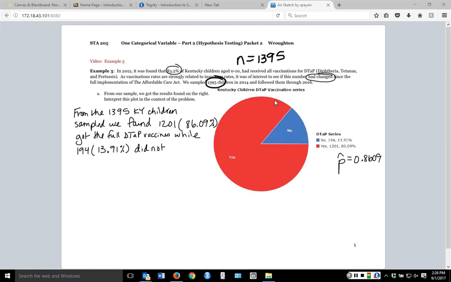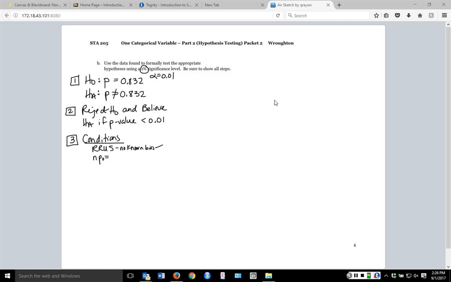Then we need to check our n times p0. So n given to us in the problem is 1,395. P0, again that 0 is to remind that that number shows up in that null hypothesis. That's our 0.832. That gives us a little over 1,160, which is at least 10. Our n times 1 minus p0 gives us 234.36, which is also at least 10.